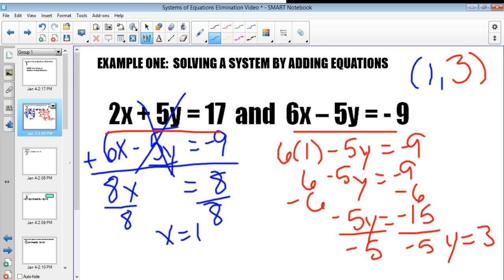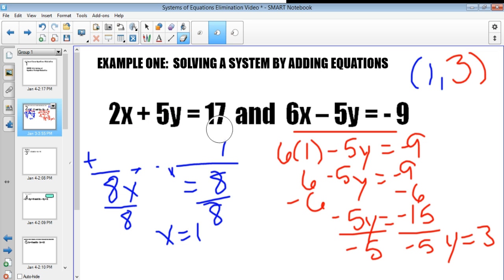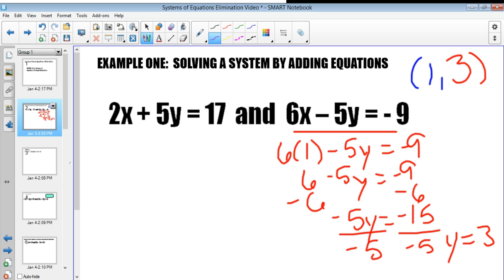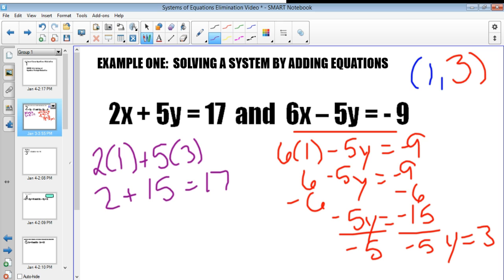And of course, we always want to double check our solutions. So that's exactly what I'm going to do. I'm going to plug this point over to the equation on the left, and if it works, the side on the left should equal 17, because that's what it equals on the right. So let's plug that in. Let's say 2 times 1 plus 5 times 3. That's going to be 2 plus 15, which is equal to 17. So correct. That is our solution. 1 comma 3 would be our solution.